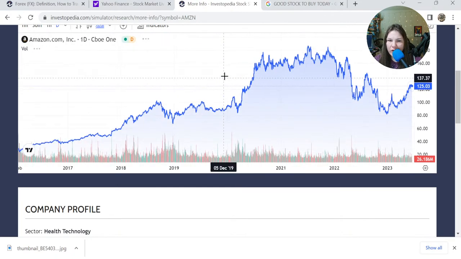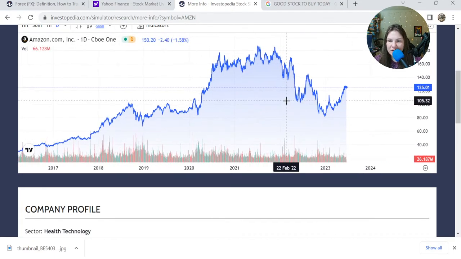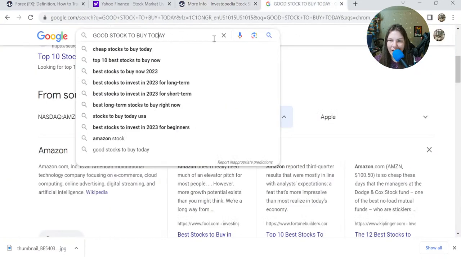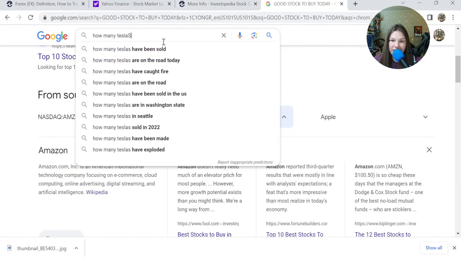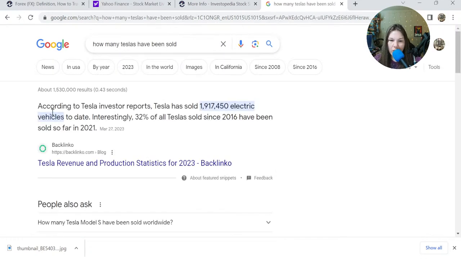You would think that Amazon would sell higher per share than Tesla. I mean, just because we all use Amazon, but none of us use Tesla. Like, obviously, some people buy Teslas, but how many Teslas have been sold? According to Tesla investor reports, Tesla has sold 1.9 million electric vehicles. Interestingly, 32% of all Teslas sold since 2016 have been sold so far in 2021. So, the majority of them, one third of them, were sold in 2021. So, he had most of his sales later. So, 1.9 million people drive a Tesla.